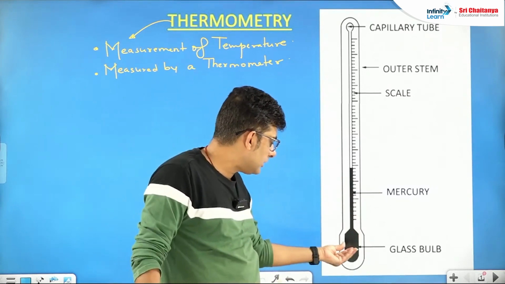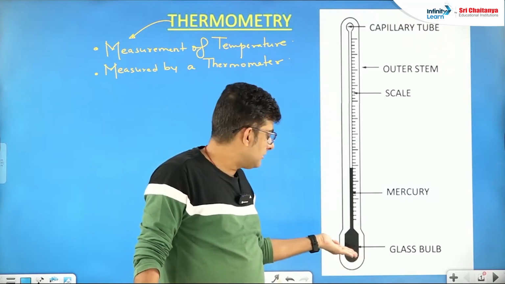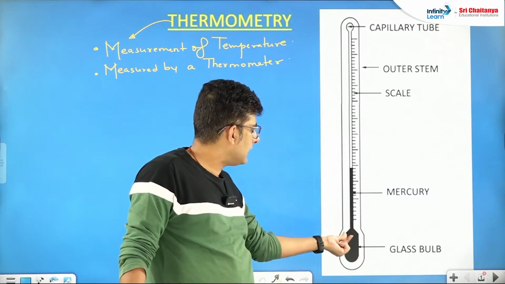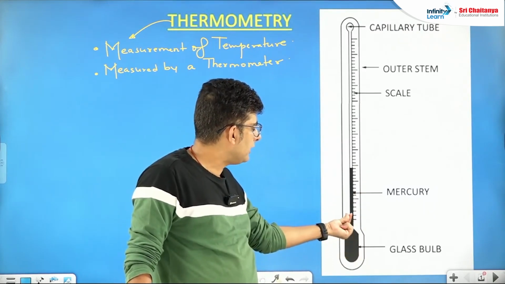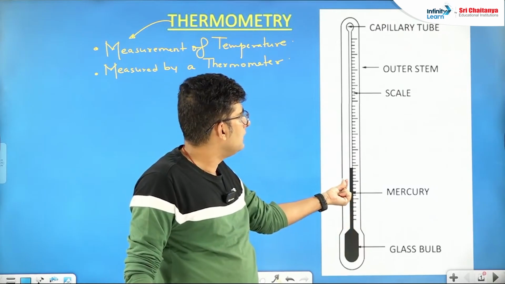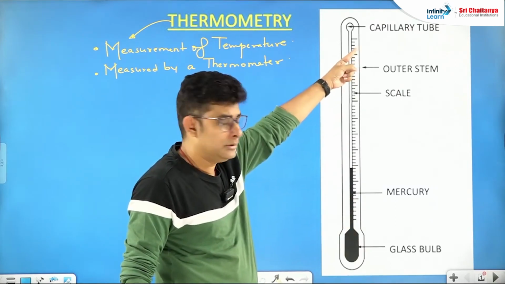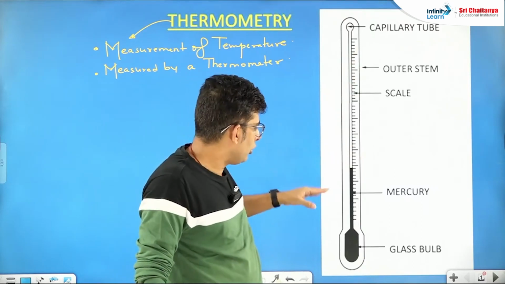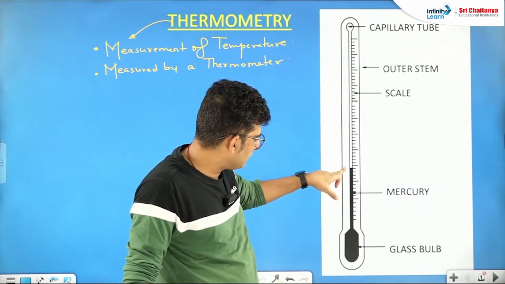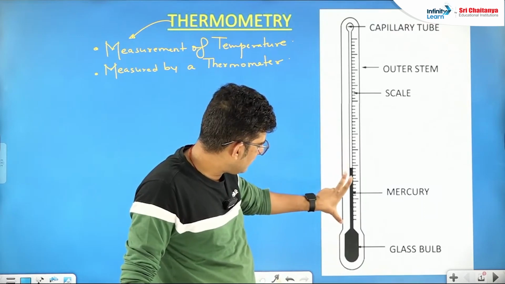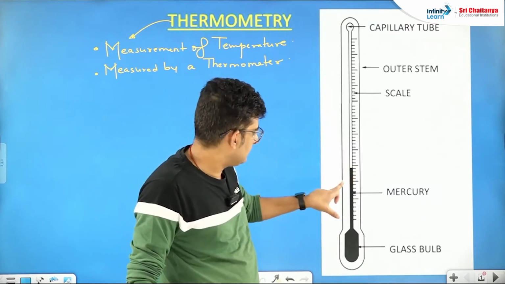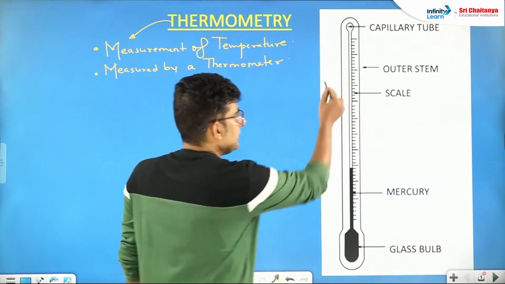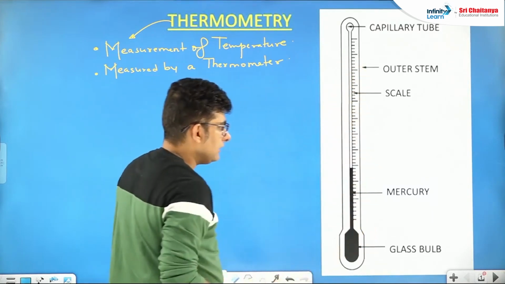Now, what will happen to this mercury? This mercury will expand due to heat, and gradually you will see that from the glass bulb the mercury will rise slowly in the capillary tube, and it will rise to a certain level at equilibrium. So, at a particular temperature, the mercury inside the capillary tube has risen to a particular height. Now, you can see that on this scale I have marked different points.